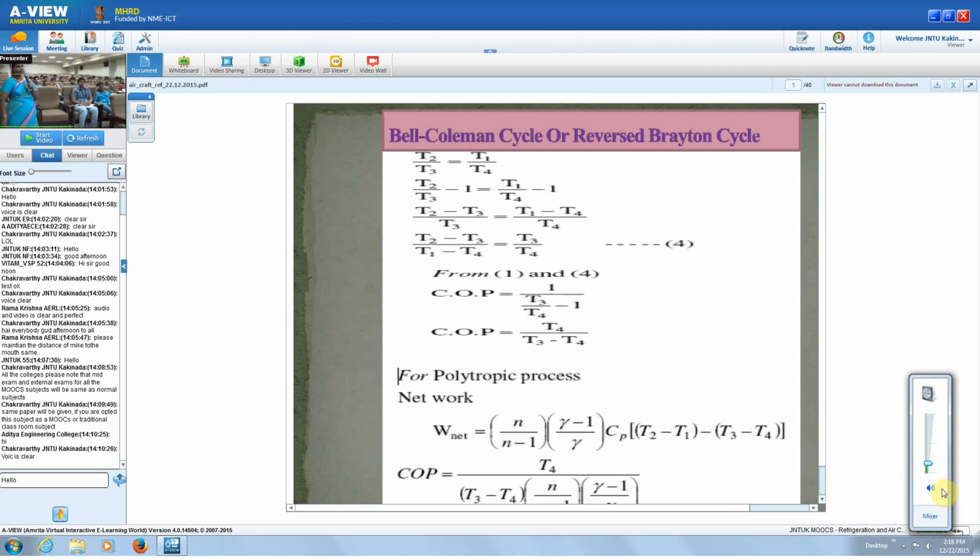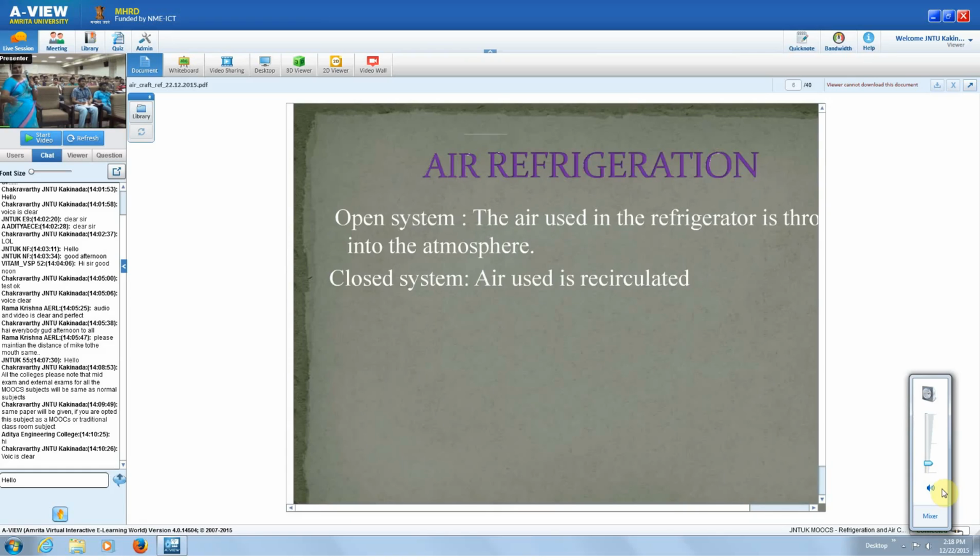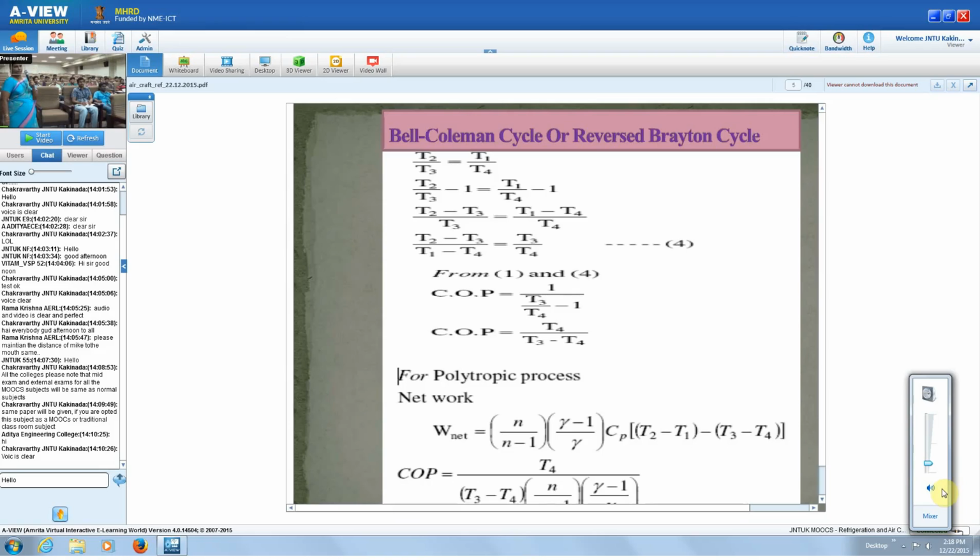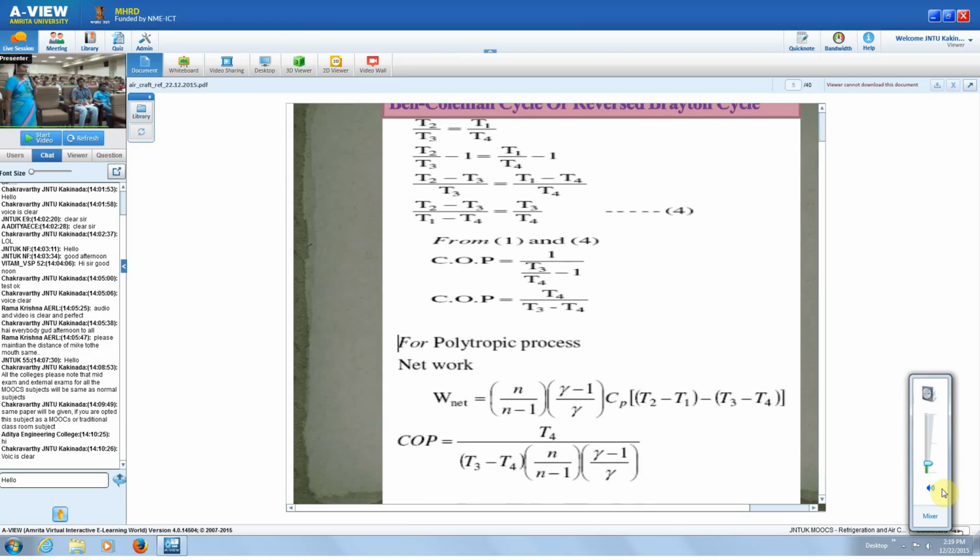So we can write COP as T4 by (T3 minus T4) into N by (N minus 1) into (gamma minus 1) by gamma, where N is the polytropic index. So that will always be greater than gamma. So that is the relation for COP of the cycle. And already we have seen the COP of this cycle will always be less than the COP of the reversed Carnot cycle.